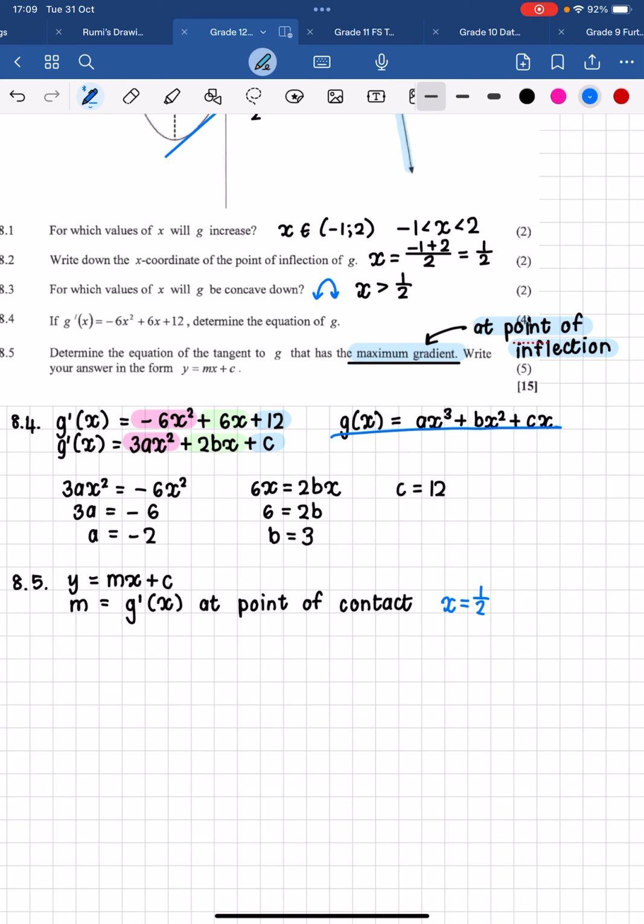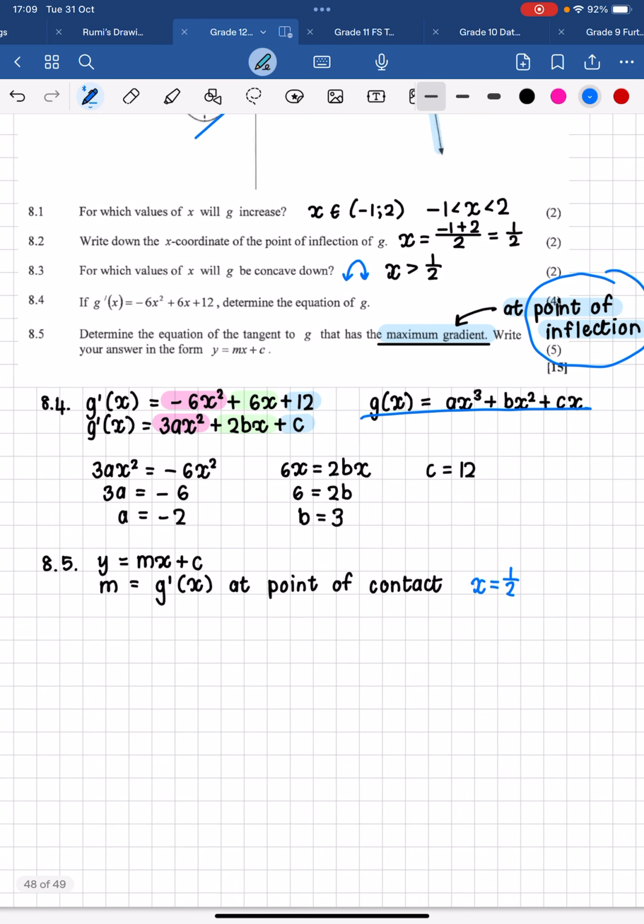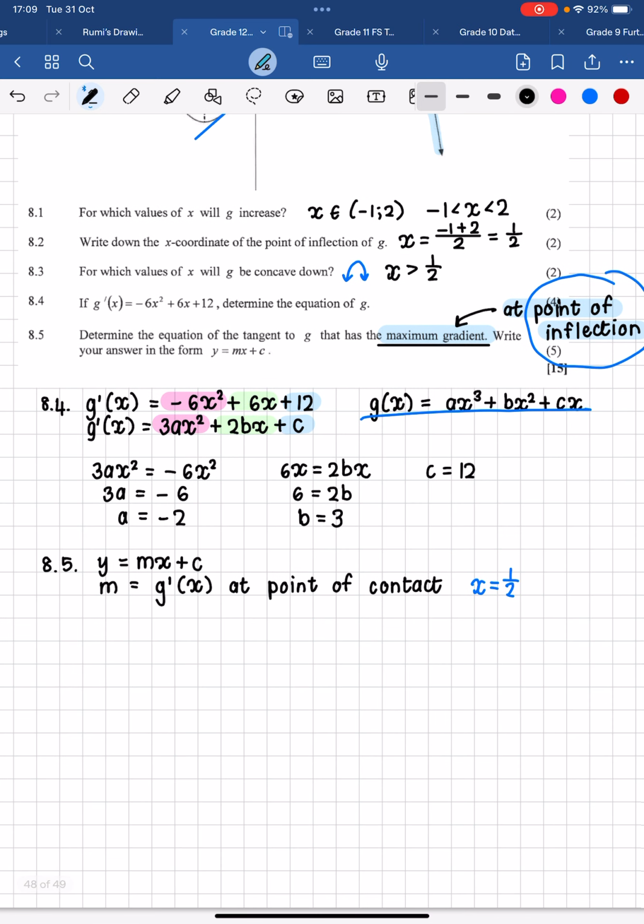Yes, so point of contact, if it's not given, if they're asking for the tangent with the maximum gradient, then you must know that the point of contact is the point of inflection. Okay, that is something that you must remember, please. All right, guys. Now, let me quickly just write here g of x. We haven't actually written that out. Remember, g of x was this equation, but we calculated a, b, and c in the previous question. So g of x is negative 2x cubed plus 3x squared plus 12x.